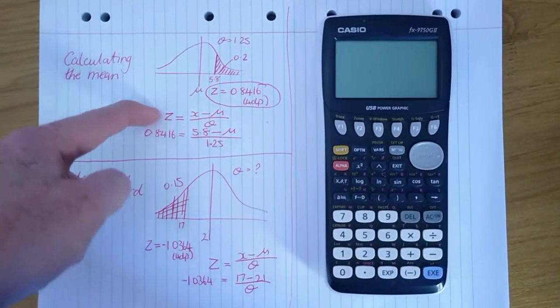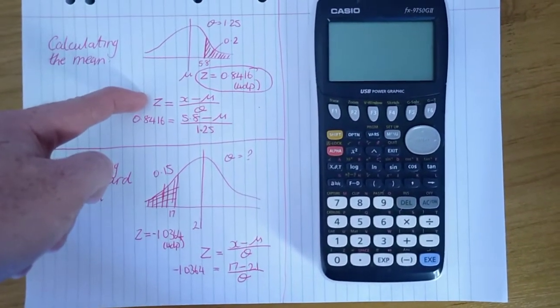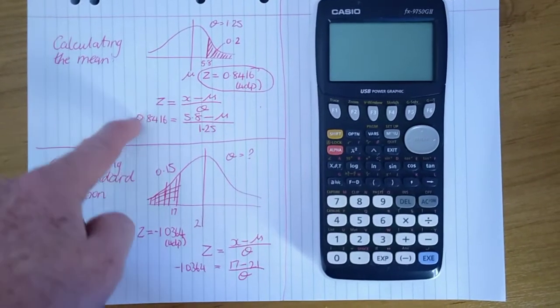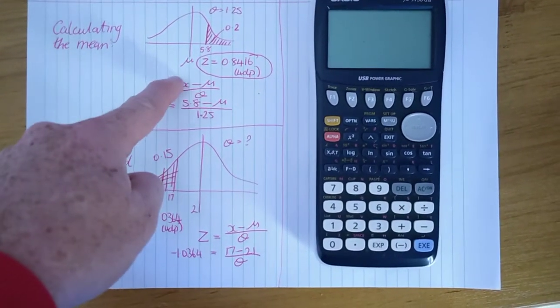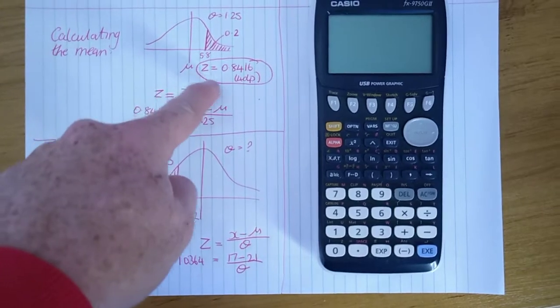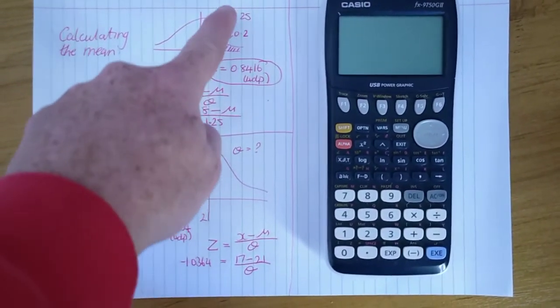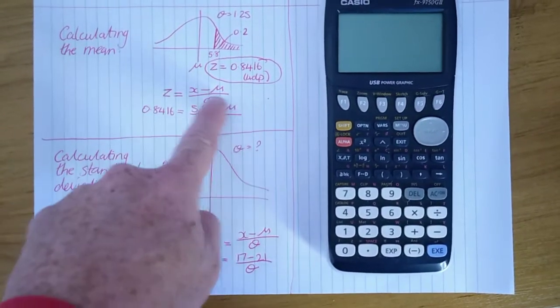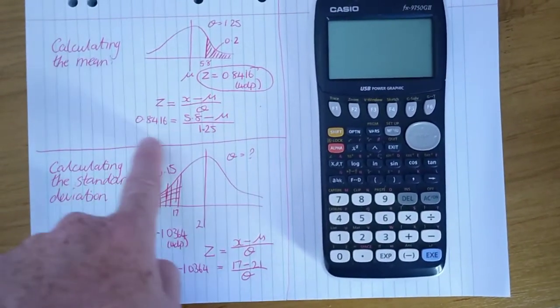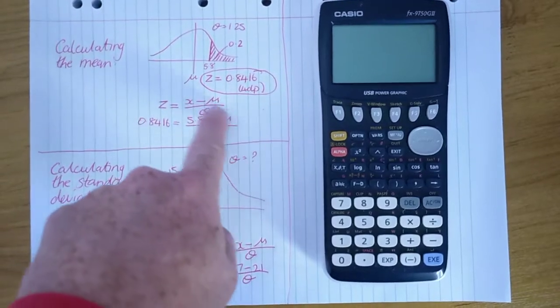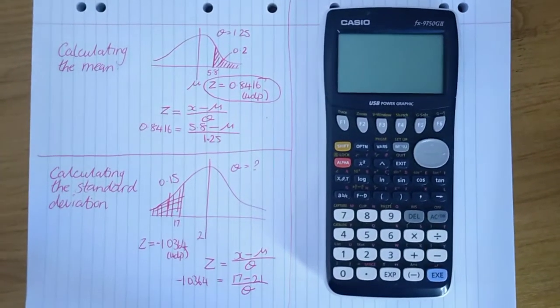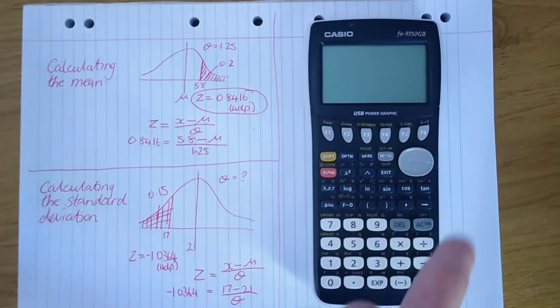We then put all the values we knew into our z formula. So z was equal to 0.8419, x was equal to 5.8. The mean was what we're trying to calculate, so that didn't change. And the standard deviation was 1.25. That left us with an equation that we were trying to solve, and we can use our graphics calculator to solve that. So let's get into our calculator now.